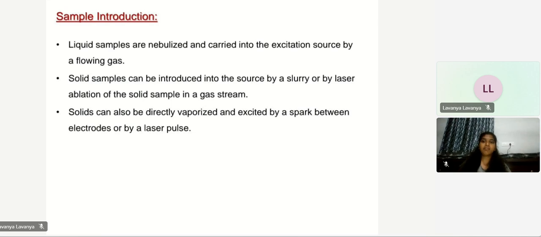The solid sample can be introduced into the source as a slurry. We can make a slurry of a solid sample, then introduce it into the spectrometer. The solid can also be directly vaporized and excited by a sparking spark between the electrodes or by a laser pulse. We can do it directly in the spectrometer.